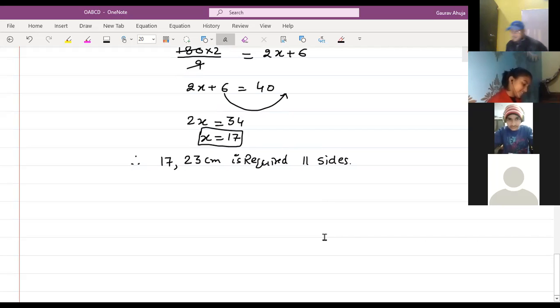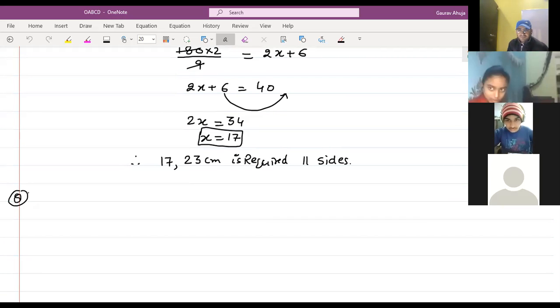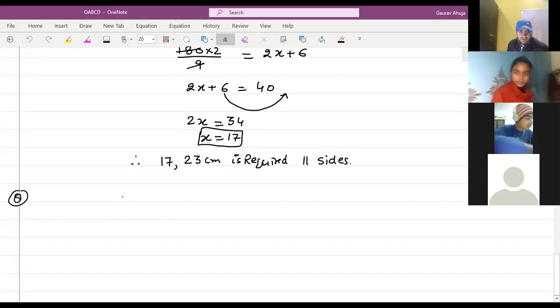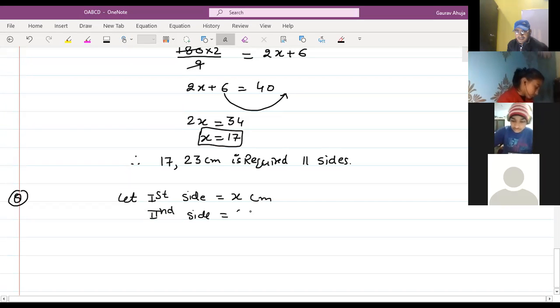Now, we'll solve question number 8. Don't get late. Start question number 8. In this question, in a trapezium shaped field, one of the parallel sides is twice the other. Let the first side be x centimeter. The second side is twice the other, 2x centimeter. Now what is given?